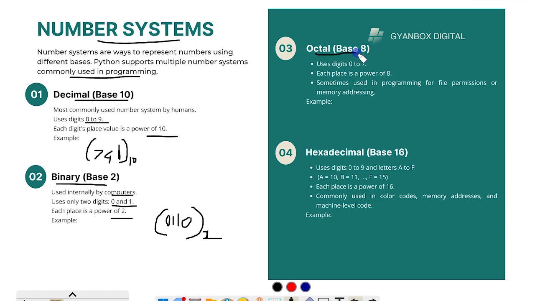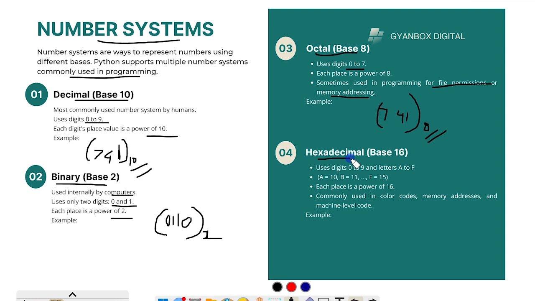Another number system is octal. Octal number system has base 8 and consists of digits from 0 to 7. These octal number systems are used in programming for file permissions and memory addressing. So let us take an example, say 7, 4, 1 again, but the subscript number is 8. So the example of decimal and octal remains same, but here we understand with the base number, if it is 10 then it is decimal and if it is 8 then it is an octal number system.